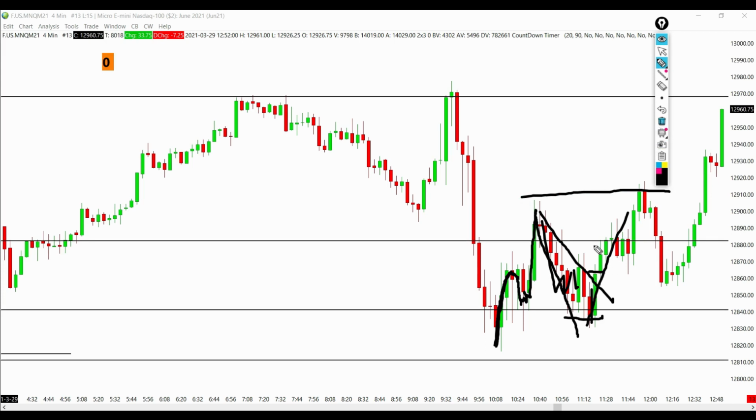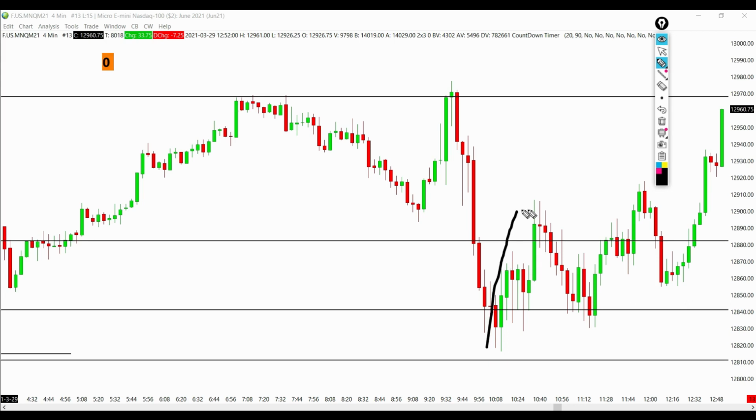So let me erase all this stuff. So notice how we have this, okay? So this is a swing right here, and it came back up. So where is the last candle before the up move, okay? It's actually this red candle right here, right? Because the red candle is actually the lowest candle before we had that big up move. That's how I would look at it, okay?